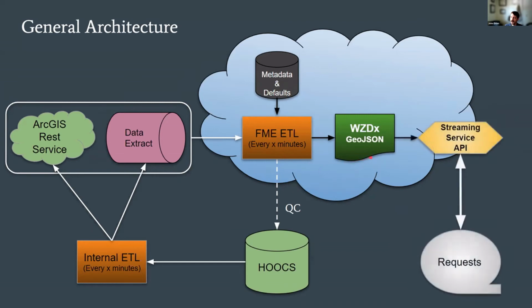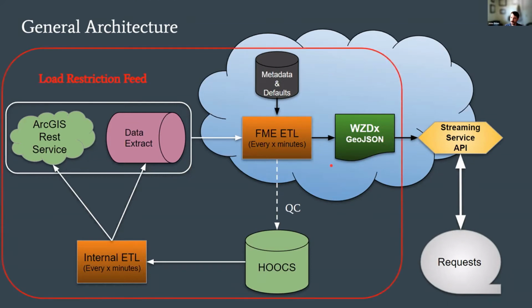And then finally, the FME server has a published app interface where you can retrieve this GeoJSON WZDx format via an API. So these requests come in and it pulls this WZDx right from the server rather than rebuilding it every time. So there's really two separate steps here.